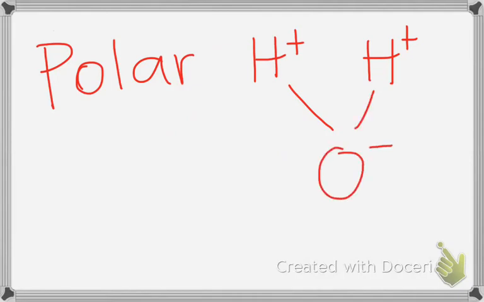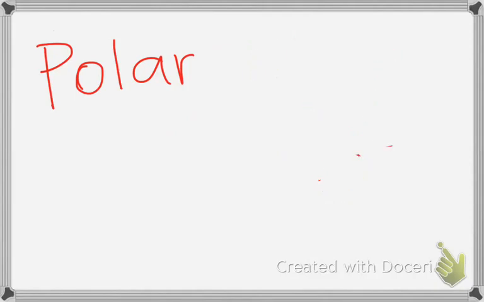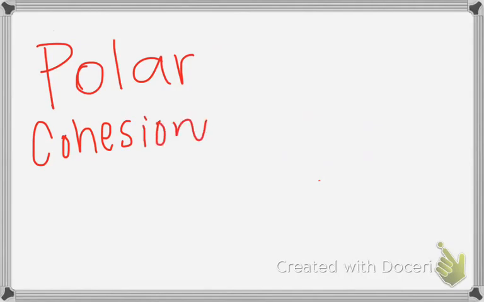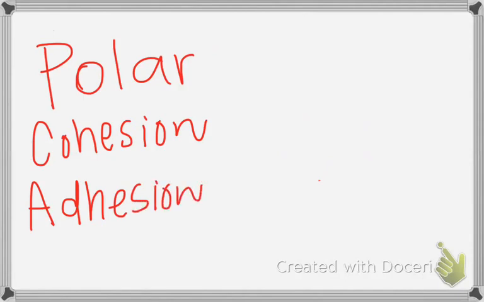oxygen is negative. Okay, so water also, in addition to being polar, has the ability to stick together, and that's called cohesion. When water molecules stick to water molecules, that's called cohesion. Okay, when water molecules stick to something else, that's called adhesion. So water to water is called cohesion, and water to something else is called adhesion.